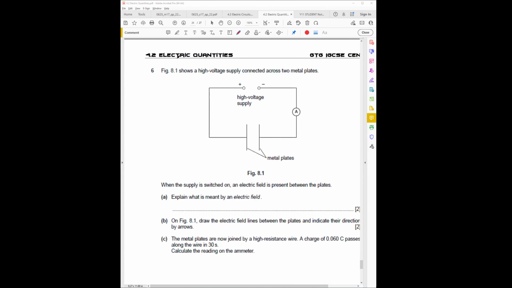Guys, I want you to attempt this all the way until this page as homework, and we'll discuss the answers next week.